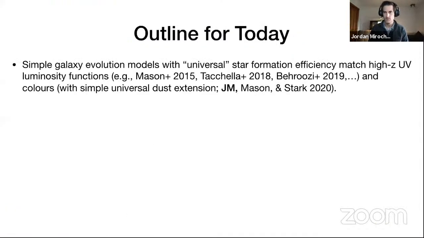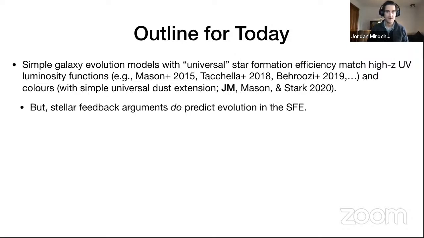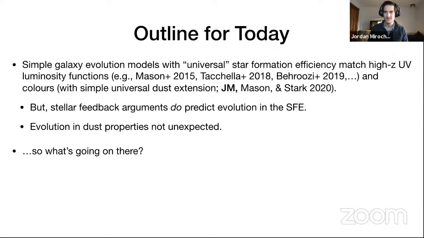So the plan's pretty simple, I think, as most people on this call know. Surprisingly simple models of galaxy evolution at high redshifts that adopt a universal or time-independent star formation efficiency do a really good job matching the evolution in UV luminosity functions and colors, which I'll describe in a bit more detail in a moment. But stellar feedback arguments predict that the star formation efficiency should evolve with time. And in fact, as we've just heard, you might expect some evolution in the dust properties of galaxies as well. So the point of my talk is basically to ask this question, what's going on here?